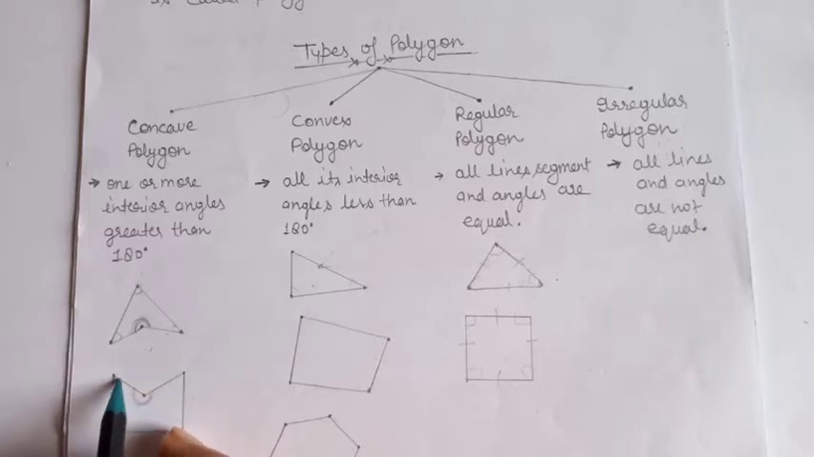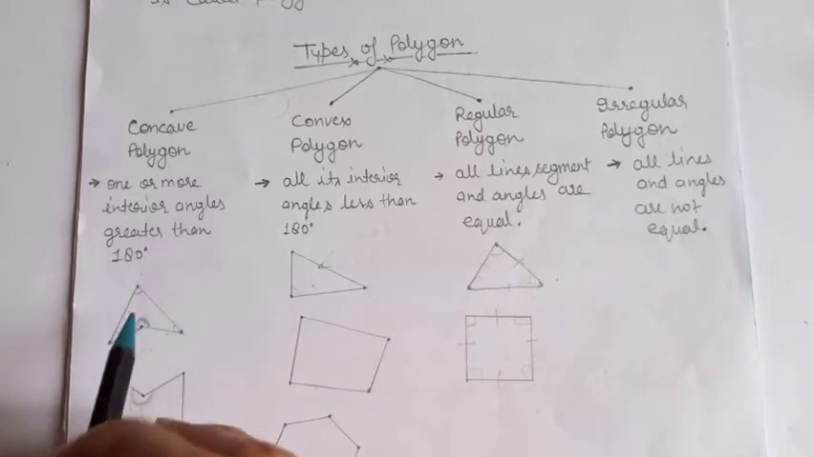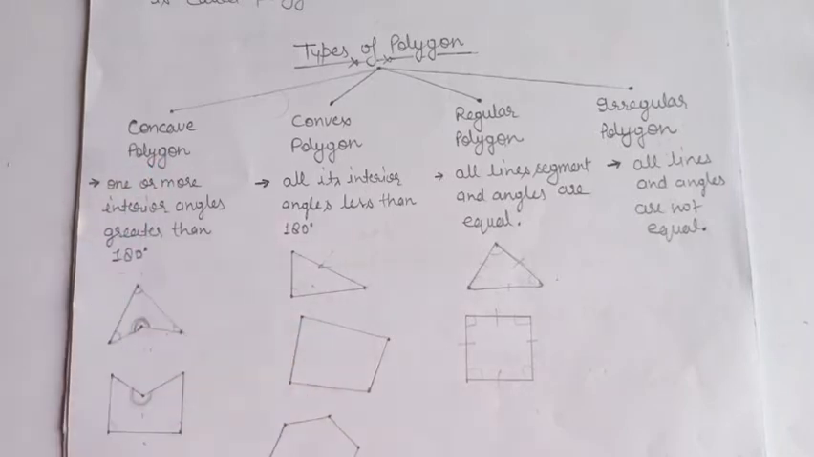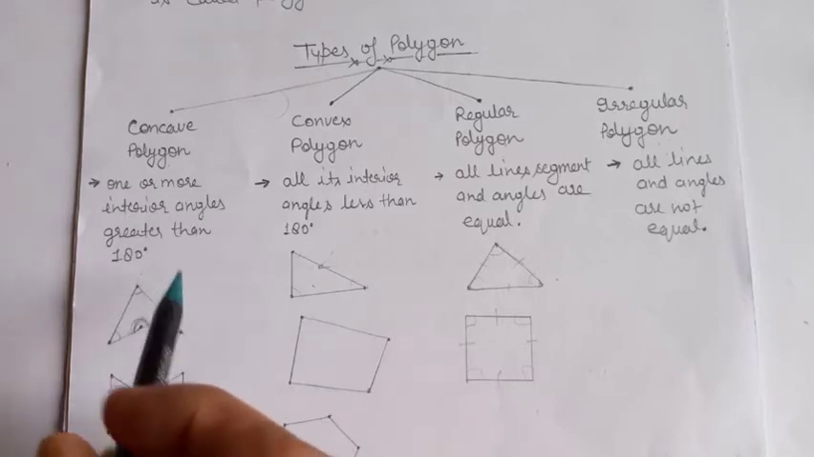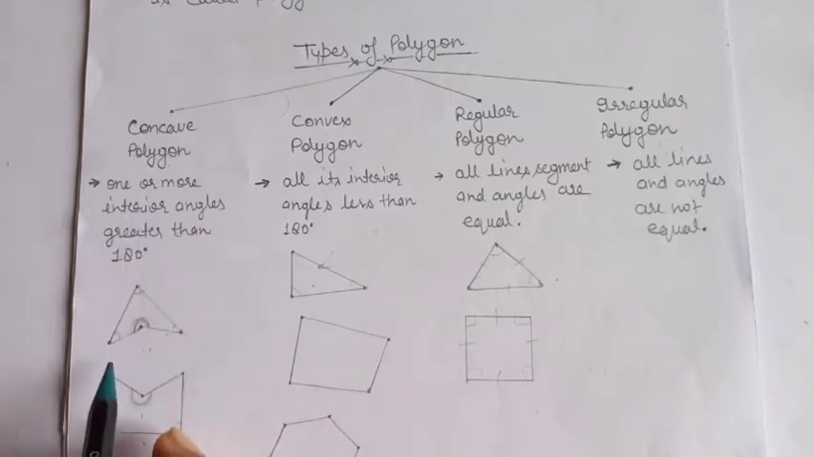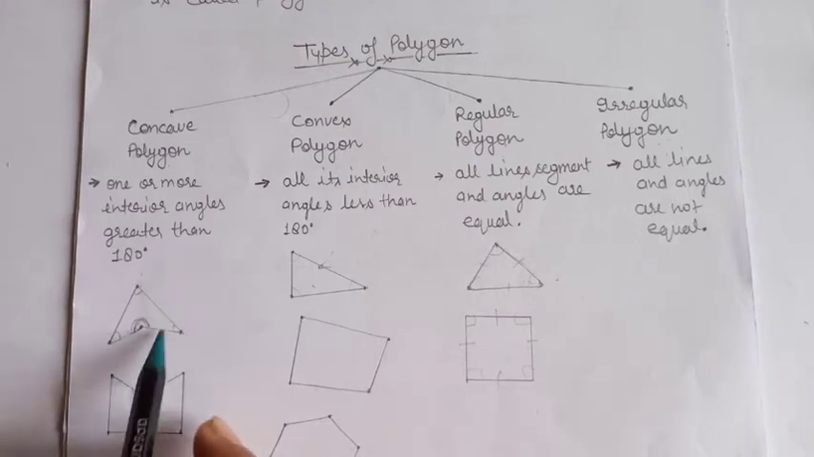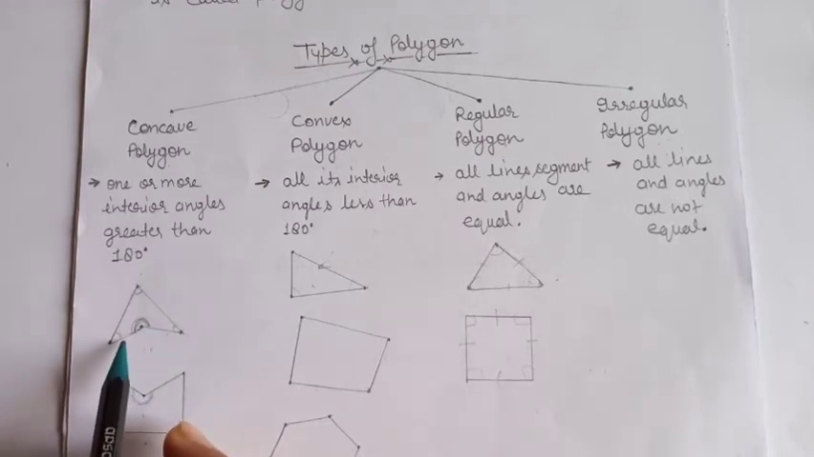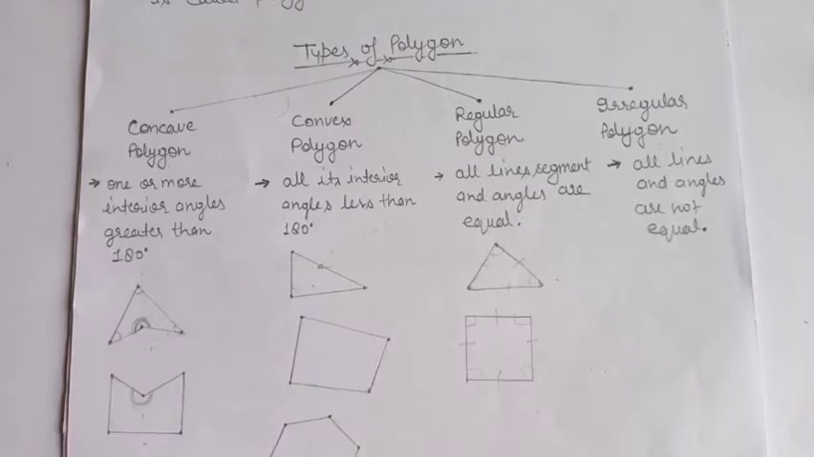This is less than 180, this is less than 180, less than 180, but this angle is more than 180. So this shape is known as a concave polygon. One more thing: if we draw the diagonal of a concave polygon, the diagonal is always drawn outside of the shape, like this. We will discuss this when I teach you diagonals.